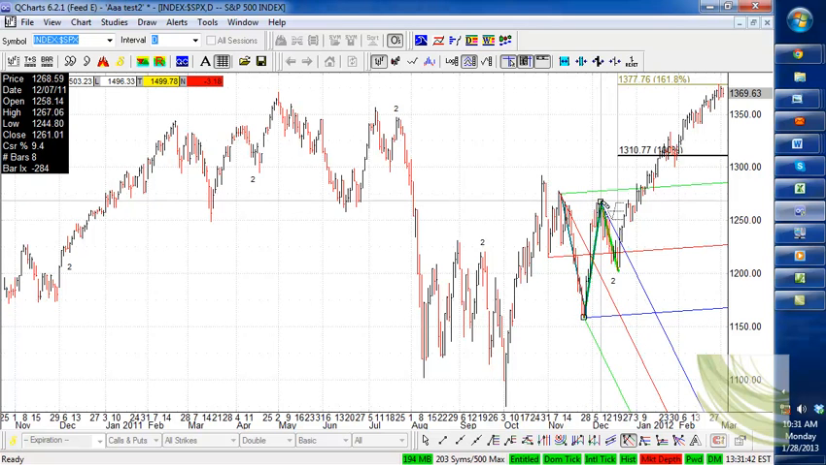Now when it retraces back, quite often it's not going to come near the ML. Sometimes it will, but more often than not it won't. Let's see another example. See, it didn't make it to the ML.